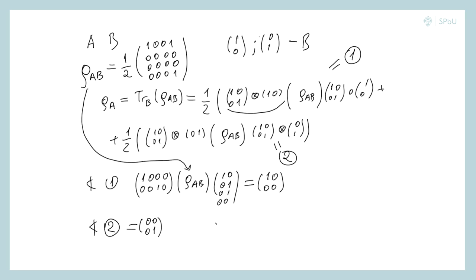So the reduced density matrix rho A thus equals 1/2 multiplied by the identity matrix, or 1/2 multiplied by the projector on the state 0 plus the projector on the state 1.